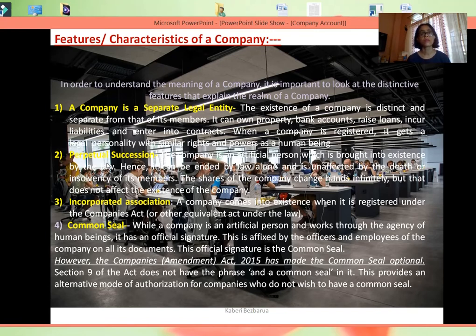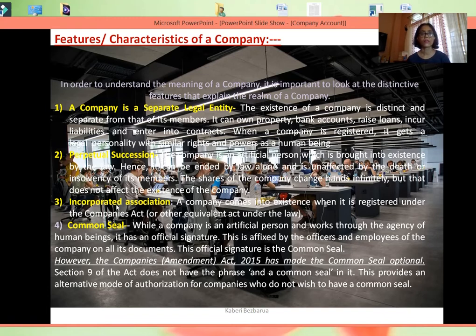The shares may keep on changing hands unlimited times, but this will not affect the continuation of business of a company because it is separate from the owners or the members who run it or who own it. It has its own separate existence. As such, it is not affected by the death or insolvency of its members.